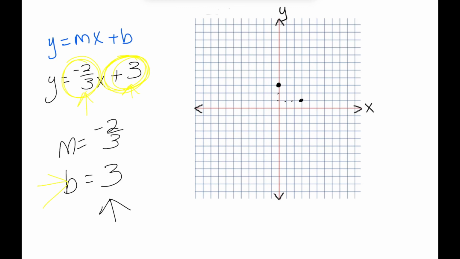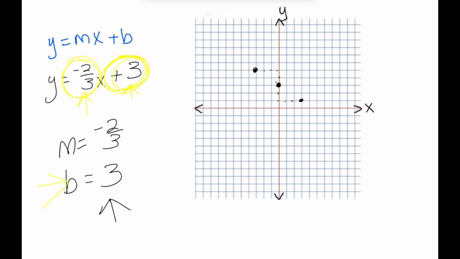Now, we talked about having that negative for the 3. Well, I could have done that. From my point right here, I could have gone up 2 and negative 3. You can see that that is the exact same line, so it doesn't matter which way you do it. I just recommend that you do it the same way every time so that your brain gets in the habit.